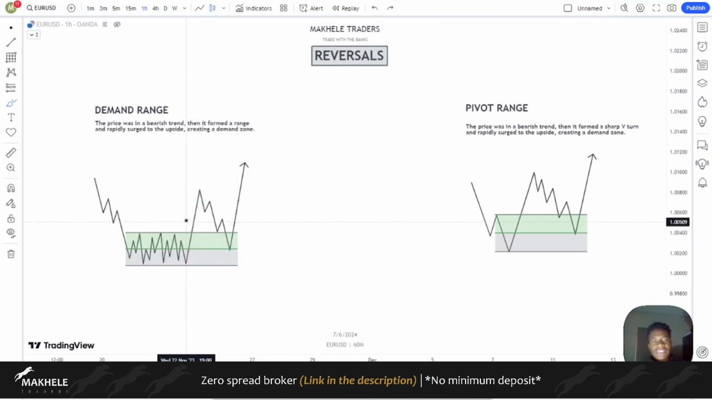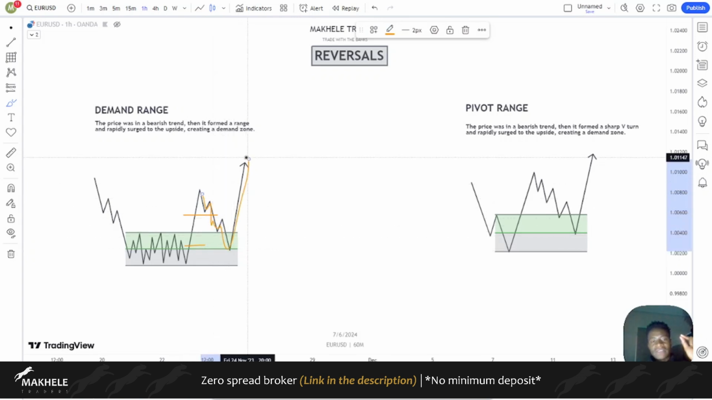That demand zone must have a gap, which we call imbalance. Because if there's a gap, there's a high probability of price wanting to gravitate back to this demand zone before it shoots to the upside. Price is trying to cover this imbalance.